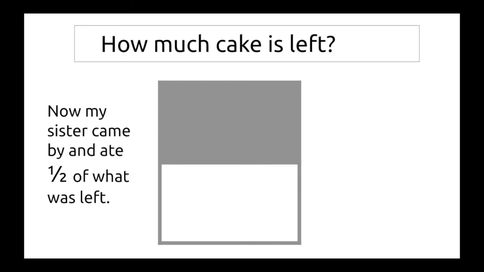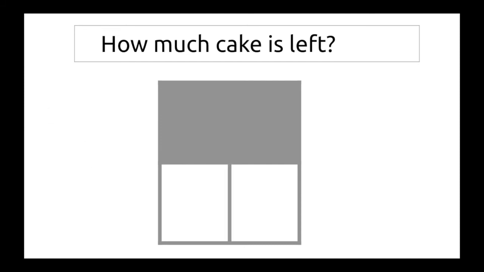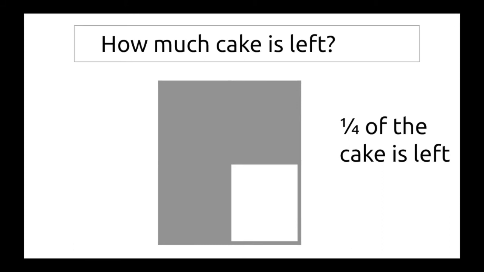But now my sister comes by and sees this cake on the table, and she decides she's going to eat half of what is left. So the only part that's there is the white part, so she's going to eat half of it. So I divide that bottom white part into half. And then I'm going to shade half of it that she ate because now that part of the cake is gone.